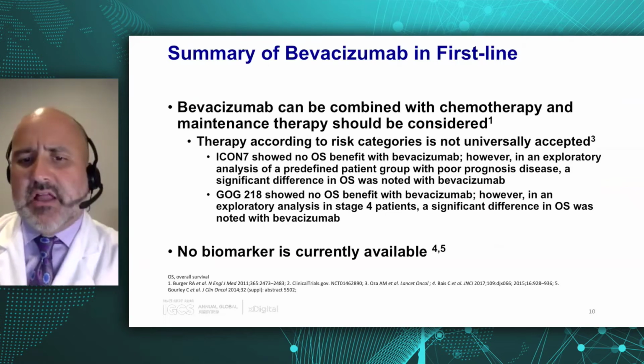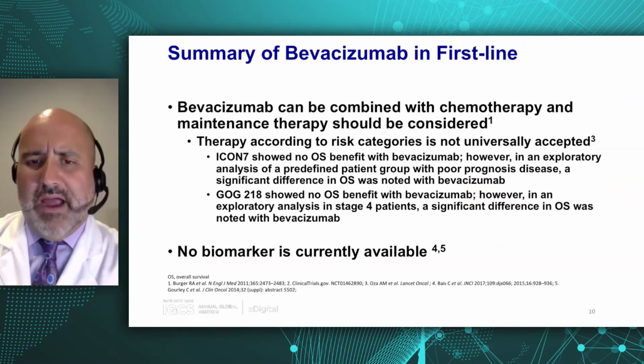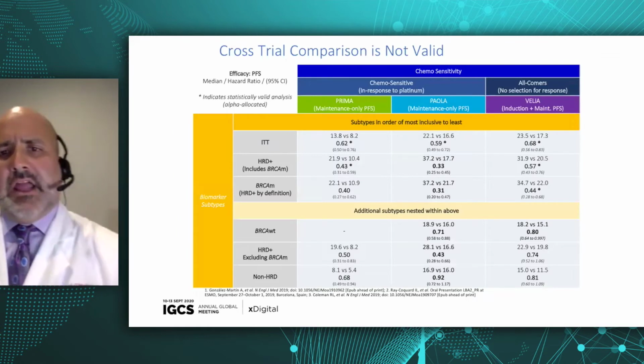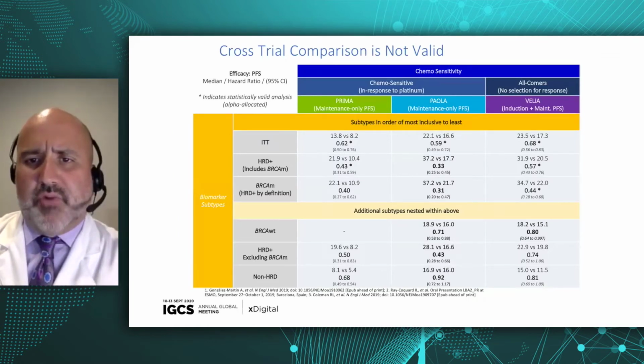What's the biggest challenge we've never been able to overcome with BEV, which is no biomarker, which we've all been asking for? Now, I included here the three all-comer trials, PRIMA, PAOLA, and VELIA. And as we know, cross-trial comparison is not valid.